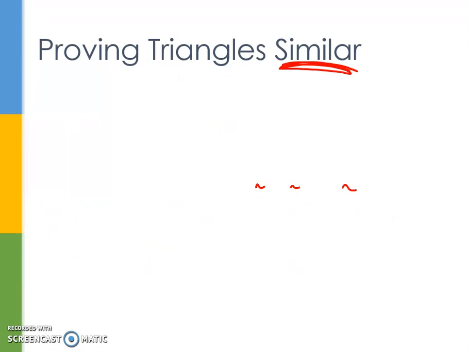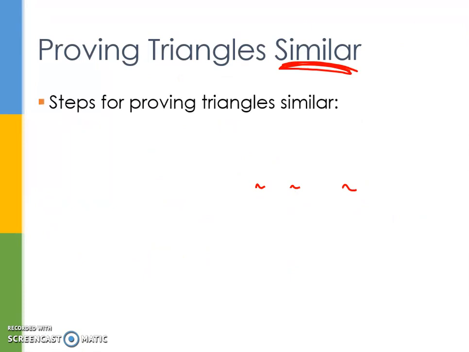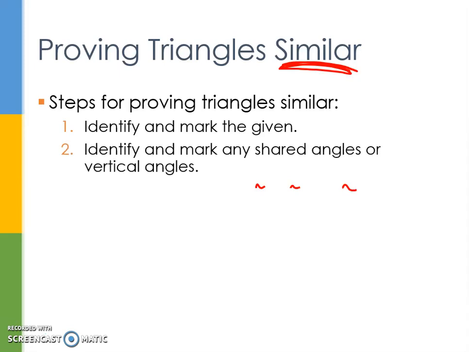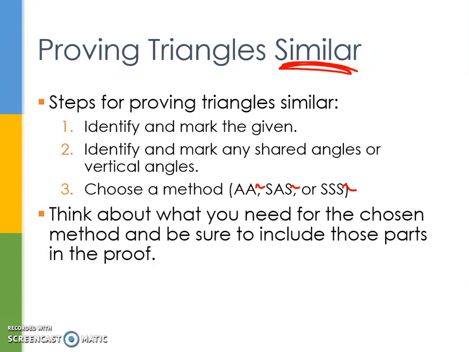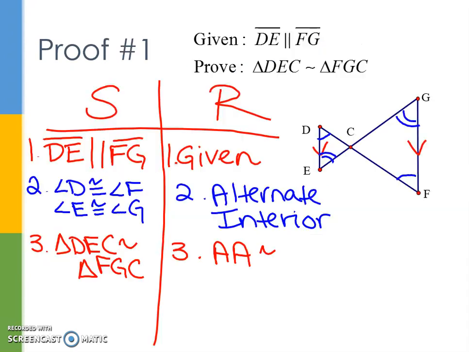Proving triangles similar. Steps for proving triangles similar. Number 1, identify and mark the given. So please mark them. Identify and mark any shared angles or vertical angles. Choose a method: angle, angle, or side, side, side. Think about what you need for the chosen method and be sure to include those parts in the proof.